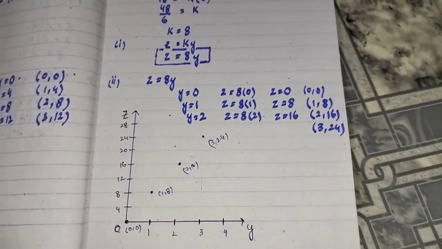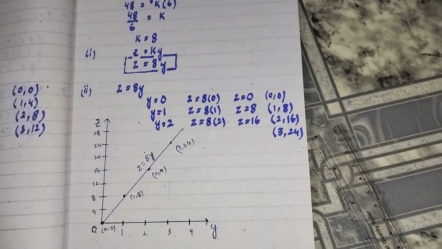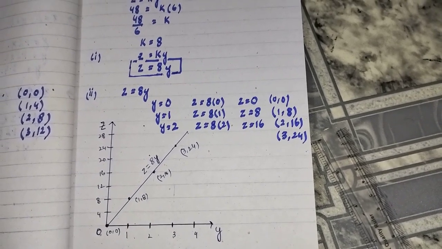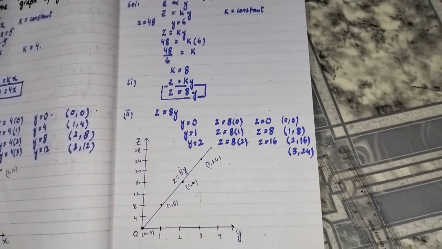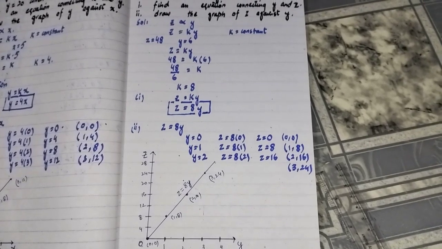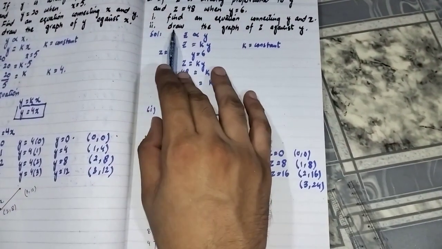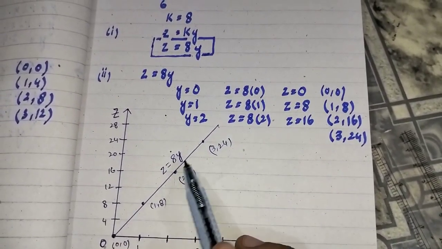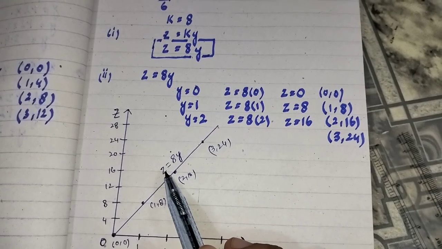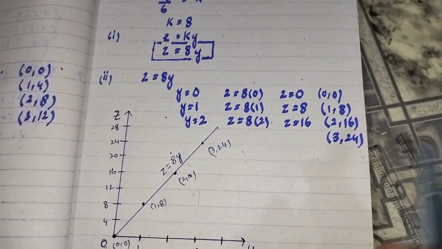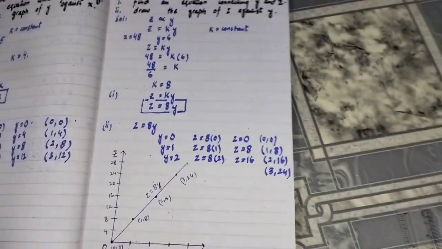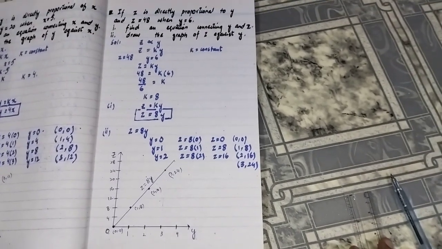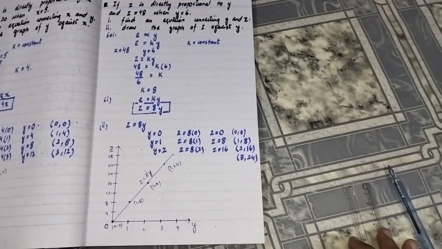Now we will draw the line. So this is the graph of y against z. This line is of the equation z is equal to 8y. So this is the question. Inshallah, in the next video we will start the next question. Assalamu alaikum.